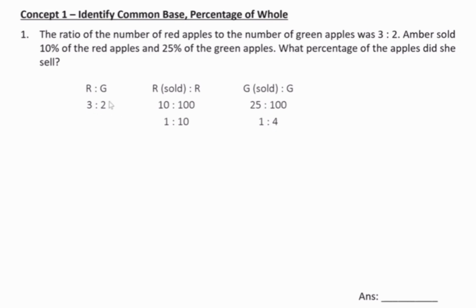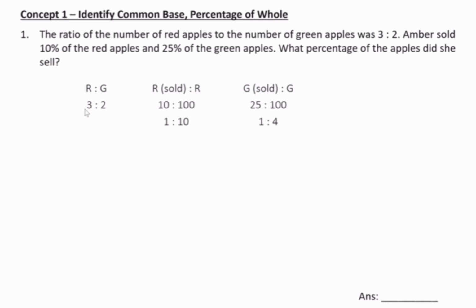Now, what are we supposed to do? You have ratio. As long as you have more than one set of ratio, you must always try to find common base. So what is the common base between all three ratios? Look at the first two ratios. The common base is the total number of red. Right? The total number of red here is 3 units, but the total number of red apples here is 10 units. They represent the same thing. So you must make that the same number of units.